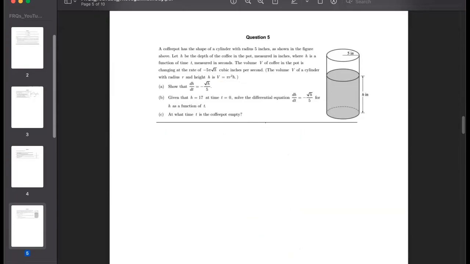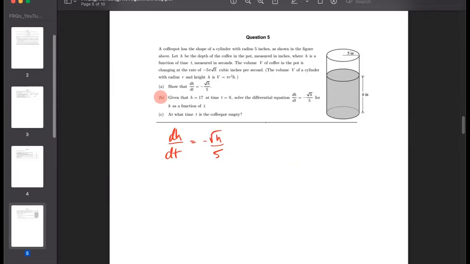Okay, part B is interesting because they're giving you an initial condition that when t is equal to 0, the height is 17. So solve the differential equation and write it as a function h of t. So I'm going to go ahead and write the value that we got from part A. I'm using separation of variables.